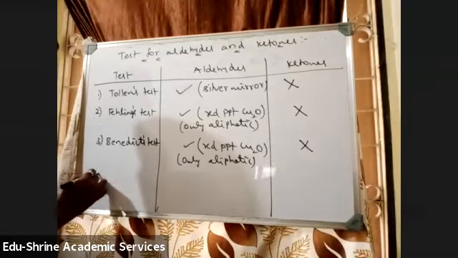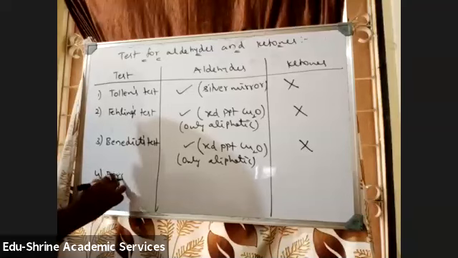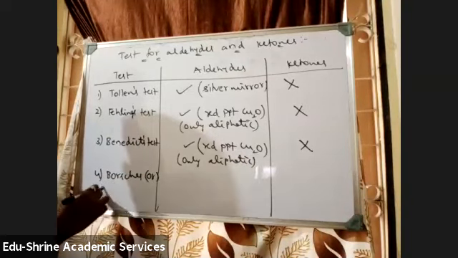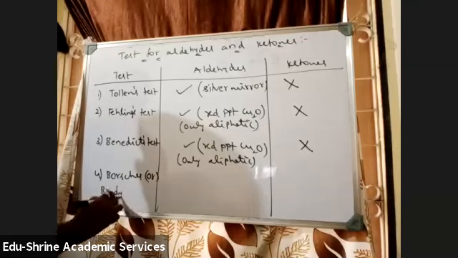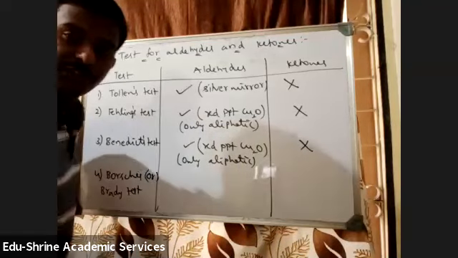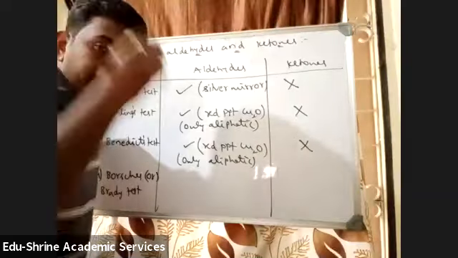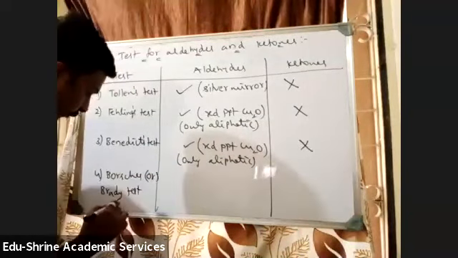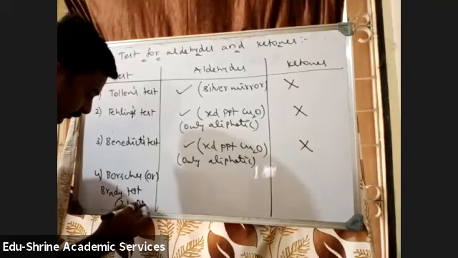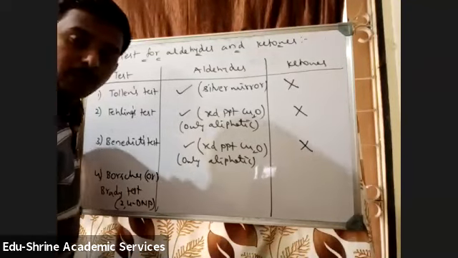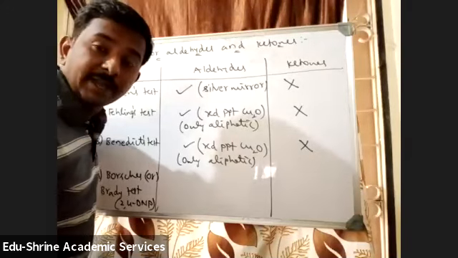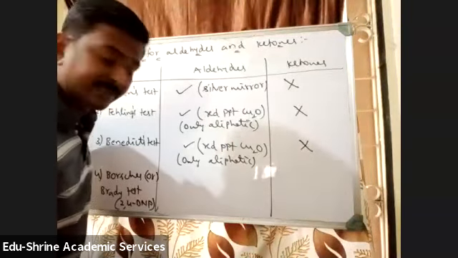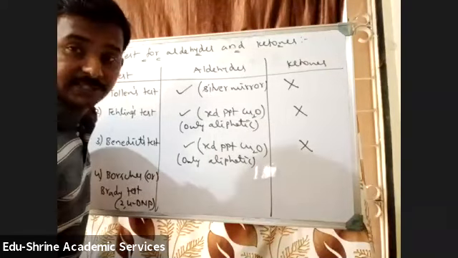Next one is Borsche's test or Brady's test. What is Borsche's reagent? If you remember, while studying condensation reactions I have given 2,4-DNP, 2,4-dinitrophenylhydrazine. 2,4-dinitrophenylhydrazine is called Borsche's reagent or Brady's reagent.